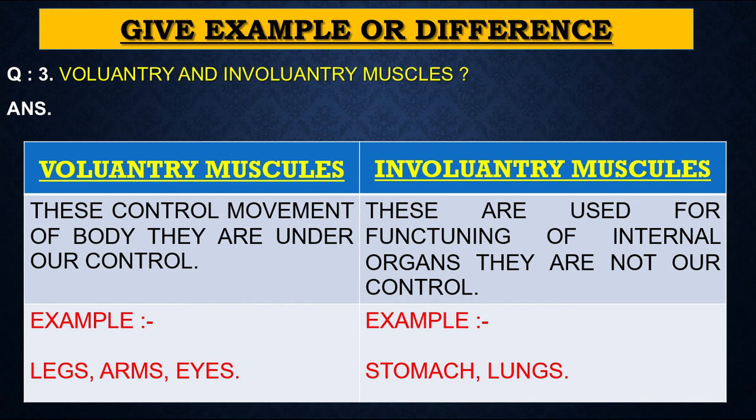Voluntary example: legs, arms, eyes. Involuntary example: stomach and lungs.